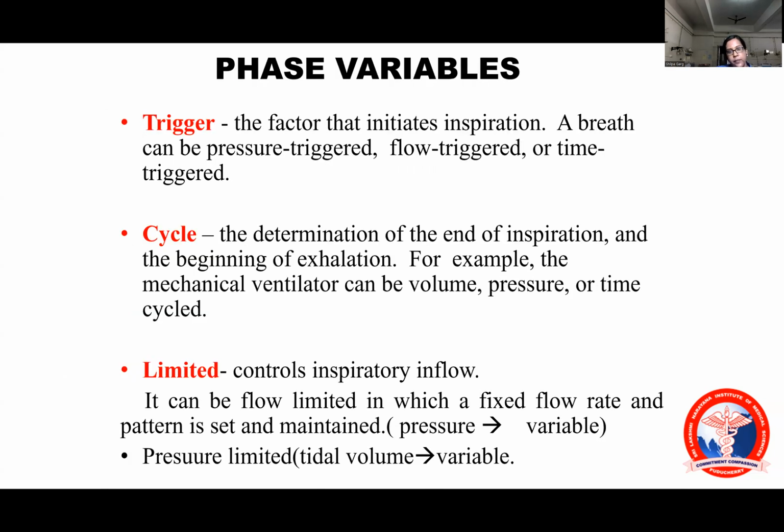Coming to phase variables. We have three phase variables: trigger, cycle, and limit. The trigger variable is going to trigger your inspiration. It is going to initiate. So when our inspiration can be triggered, or when the flow can be triggered, it is further classified into pressure trigger, flow trigger, and time trigger.